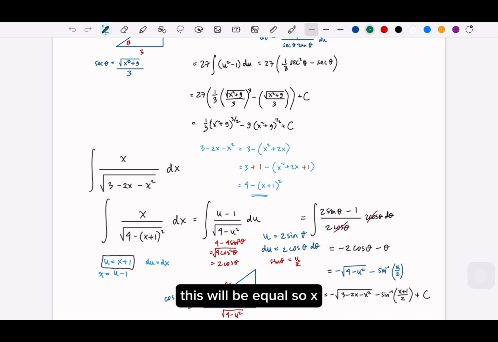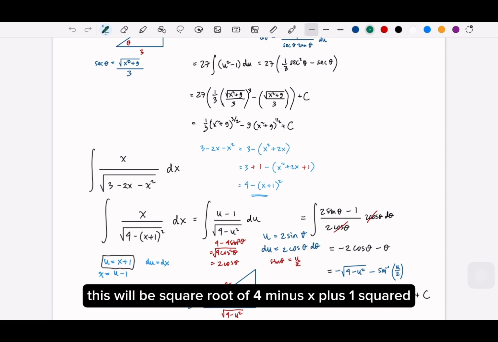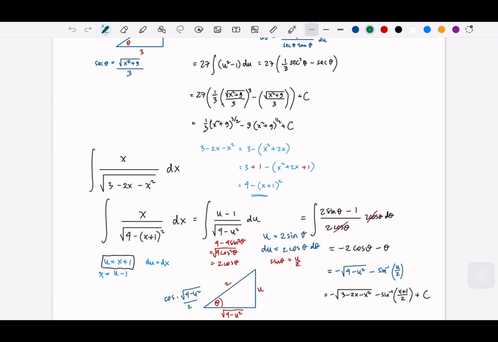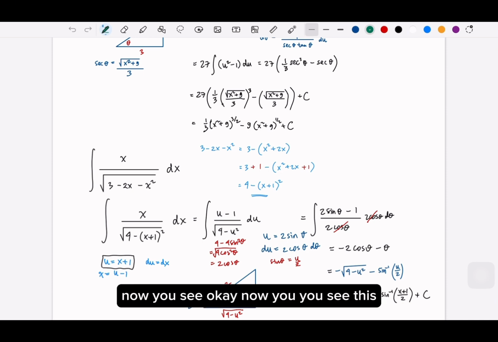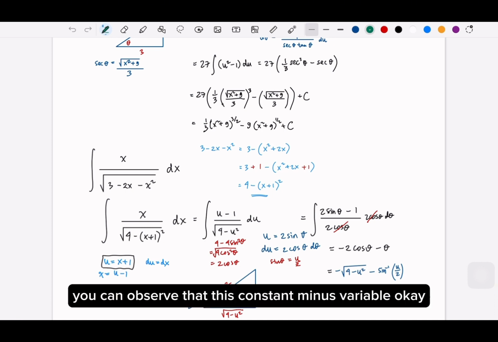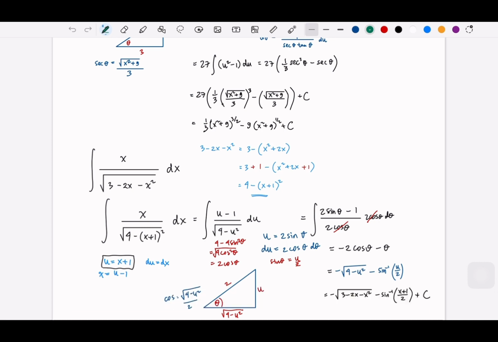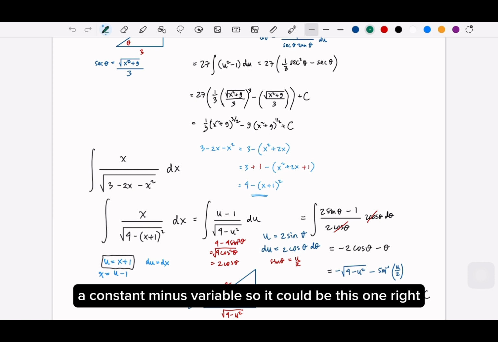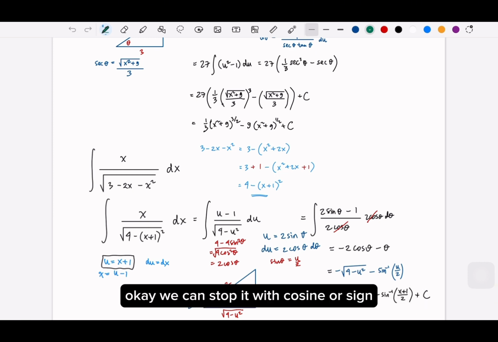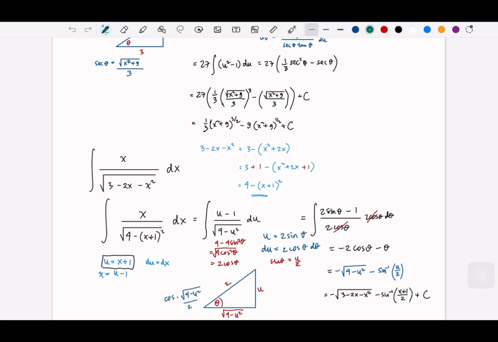This will be equal. So x, this will be square root of 4 minus (x plus 1) squared, and then the x. Now you see this. You can observe that this is a constant minus variable. We're going back here. A constant minus variable. So it could be this one, right? We can substitute with cosine or sine.